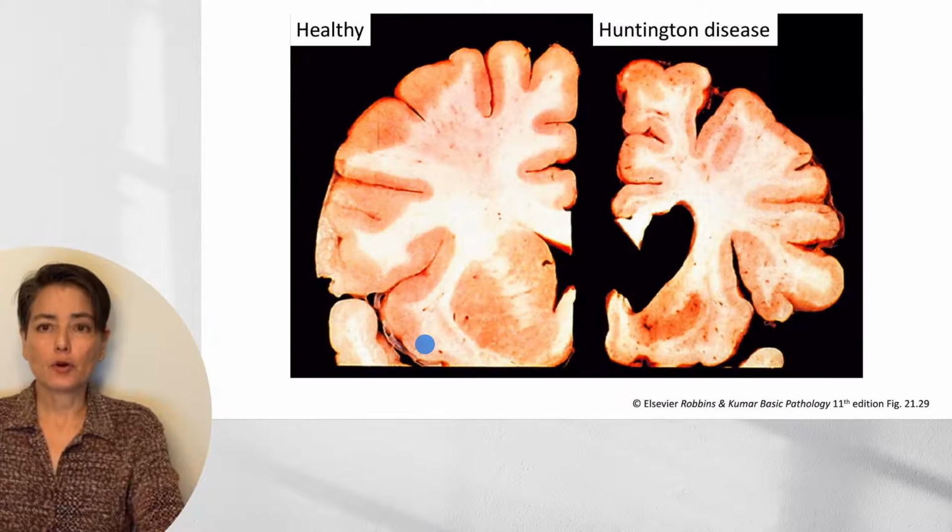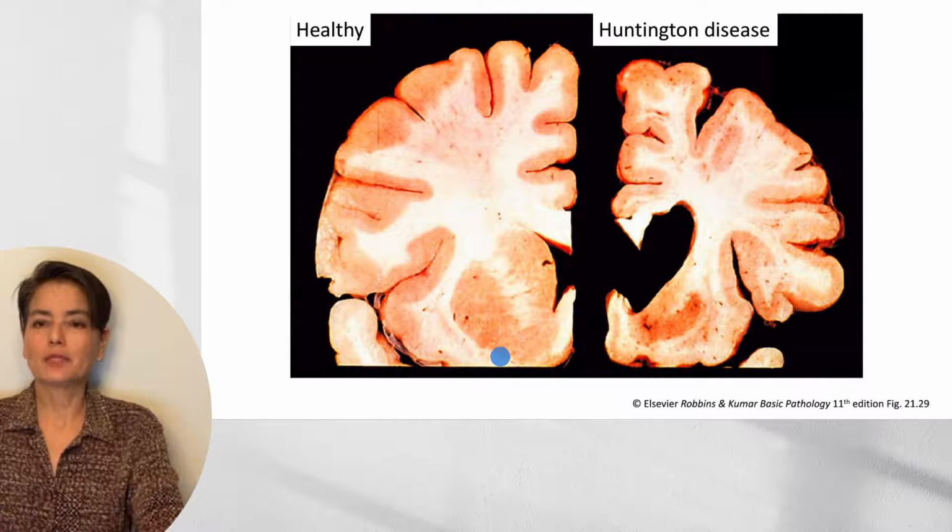So let's look at those gross findings. Here you can see a brain from a healthy individual with a very abundant and well-formed caudate and putamen. By contrast, in this individual with Huntington disease, you can see that the caudate and putamen are quite degenerated, and the ventricle has correspondingly widened.